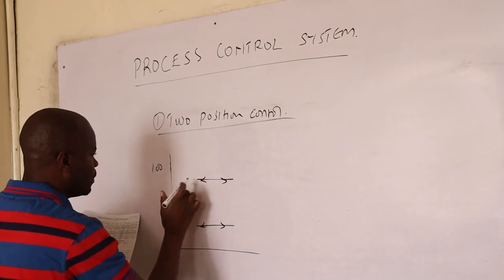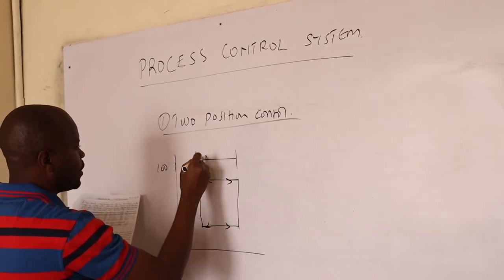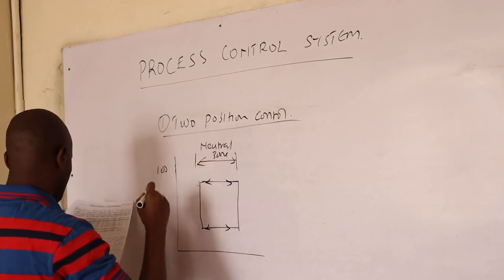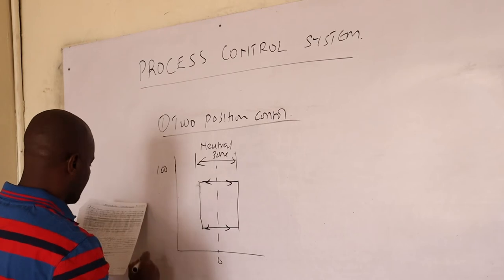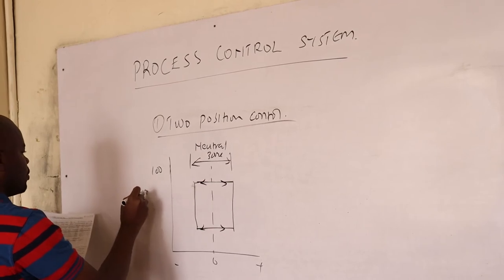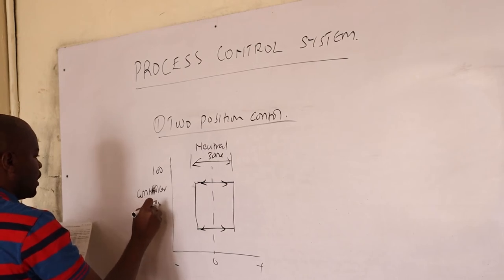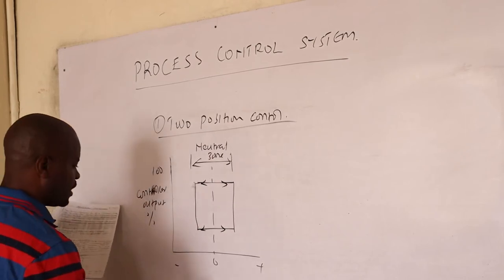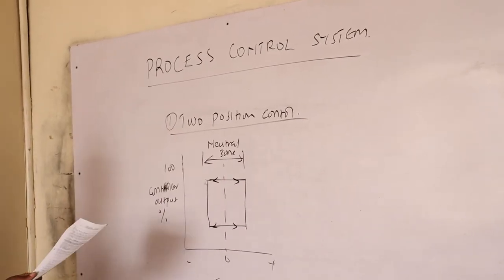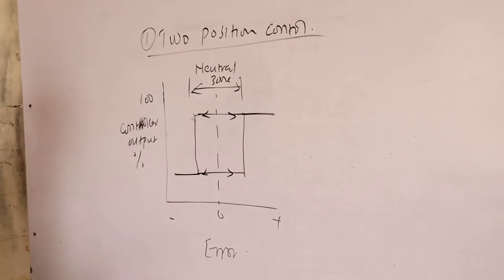Then here we have the neutral zone. Here is what we refer to as the neutral zone. Then here maybe we can have a 0 point. This side can be positive, this side is negative. Then this is the controller output, and this should be in percentage. And this side is where we have the error. So that is a good representation of the input-output curve of a two-position control.